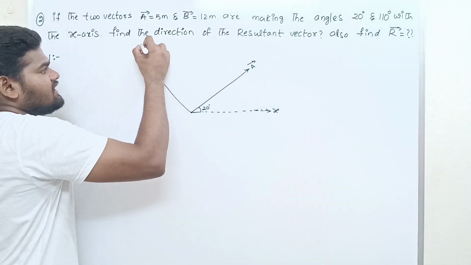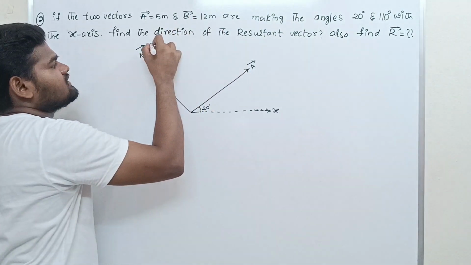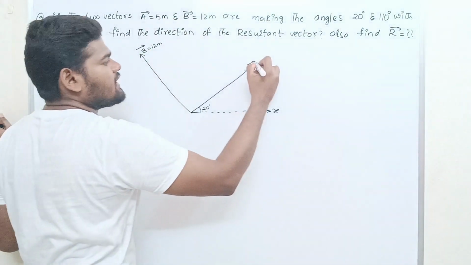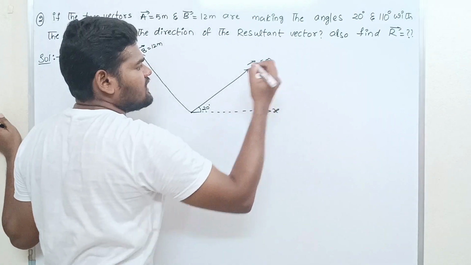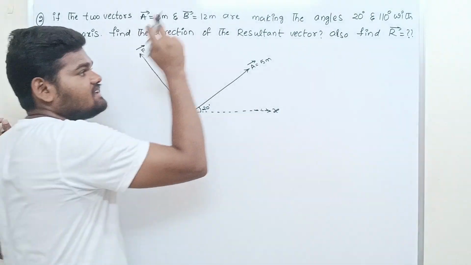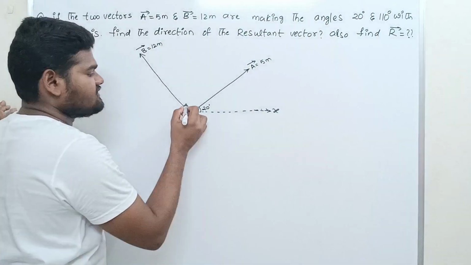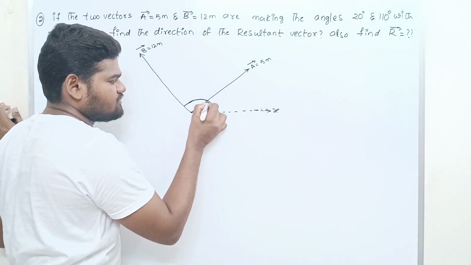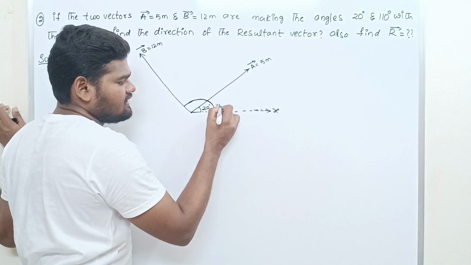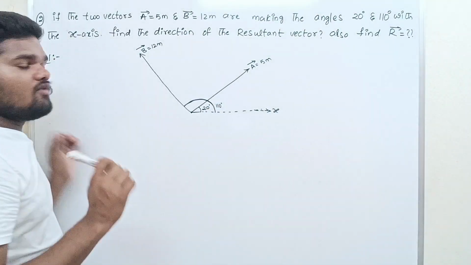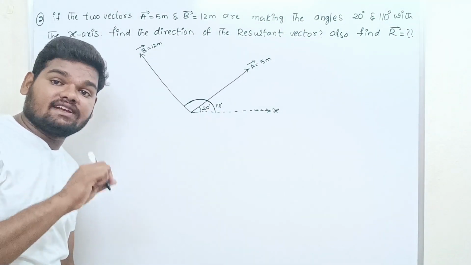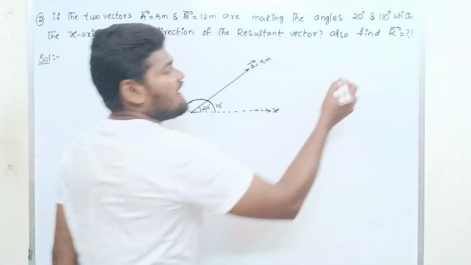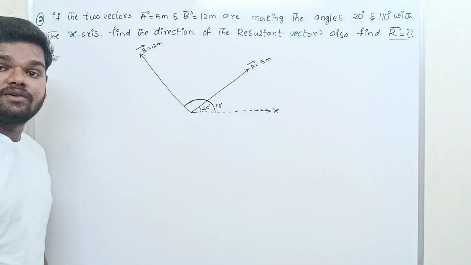So this is the B bar vector and its magnitude is 12 meters, and the magnitude of the A bar vector is 5 meters. This B bar vector is making 110 degrees with the x-axis. Now what we have to find? We have to find the direction of the resultant vector as well as R bar.